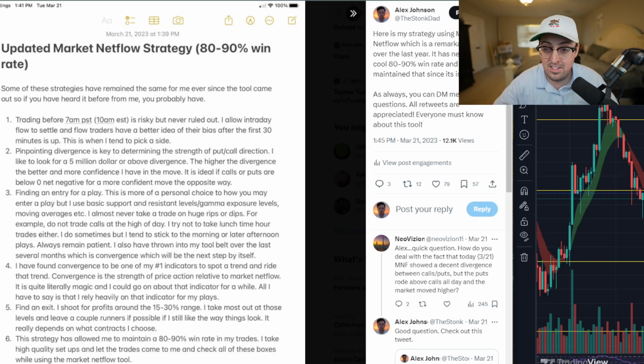Let's find an exit for this play that we got into. So when I get into a play, when something like this happens, when we have a nice break, we enter on the EMA retest. Convergence is great. Everything's lining up very well.